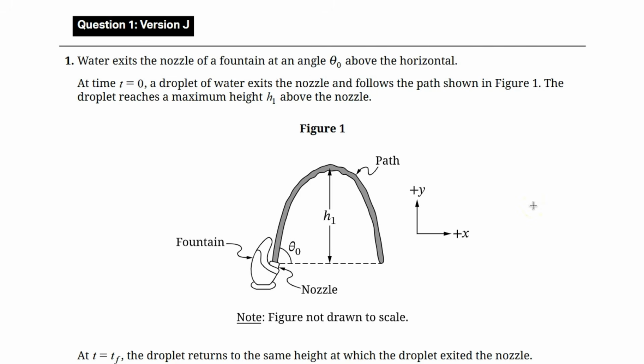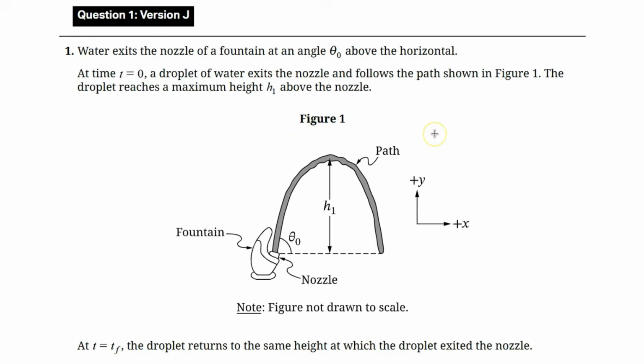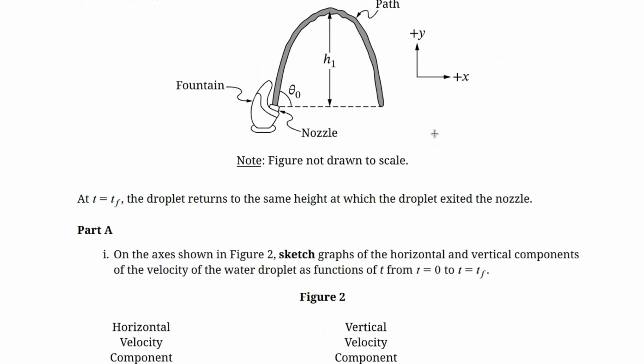In this video, we're going to solve 2026 AP Physics 1 free response question 1, and this is for version J. Question 1. Water exits the nozzle of a fountain at an angle theta naught above the horizontal. At time t equals 0, a droplet of water exits the nozzle and follows the path shown in figure 1. The droplet reaches a maximum height h1 above the nozzle. And here's figure 1. At t equals t final, the droplet returns to the same height at which the droplet exited the nozzle.